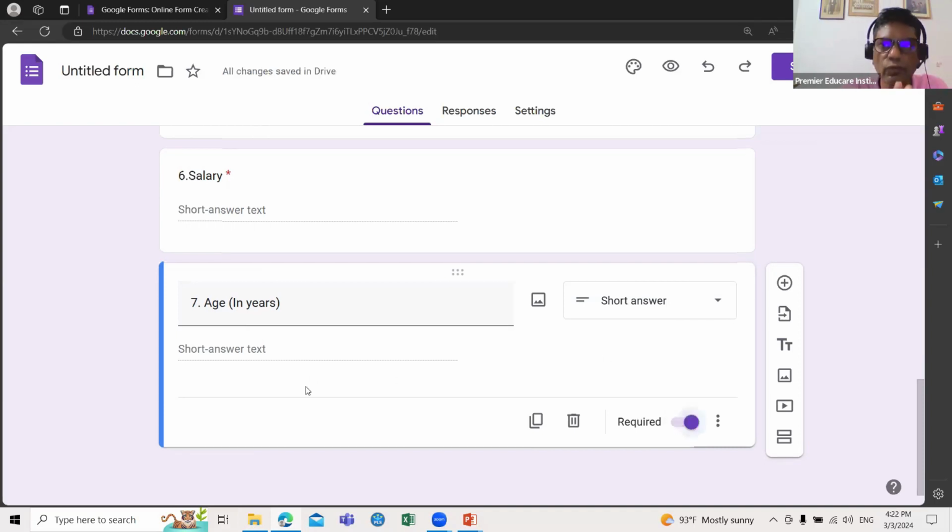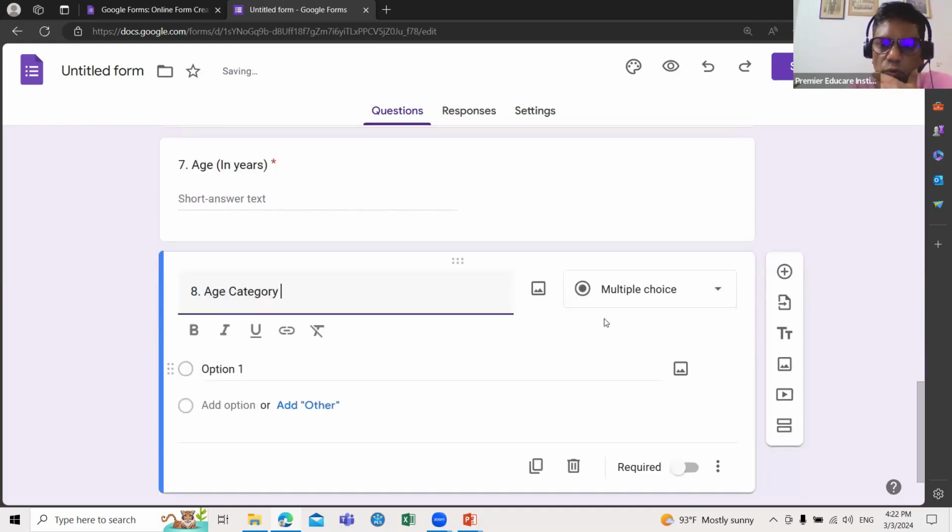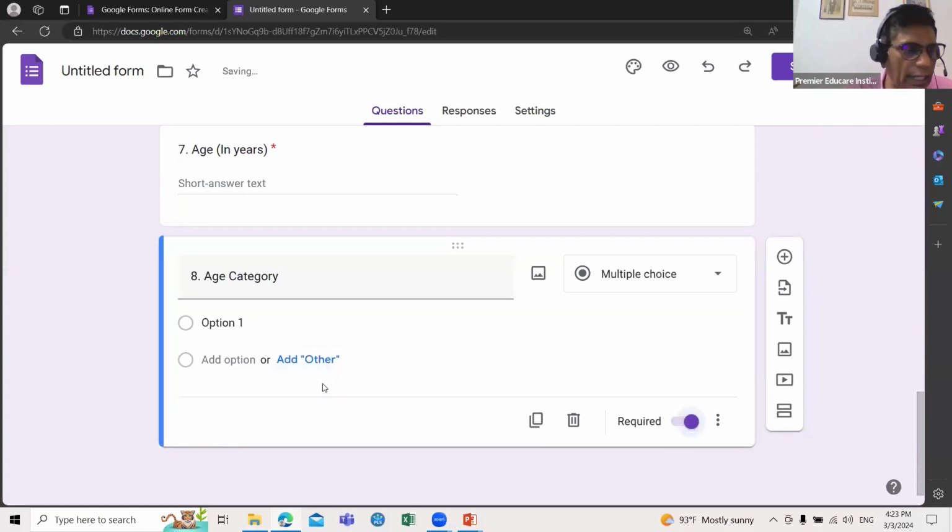Now the 7 questions are already done. Now let's go to question number 8. Right, let's go to question number 8. Write it clearly. 8. What is the age category? Right, age category, like this. Okay, right. Now this is also multiple choice. That means you have only one category. A category means you can write down less than 20, 20 to 30, 30 to 40, 40 to 50, above 50, right? You cannot be in two categories. So therefore it's a multiple choice. And again the required. So now question number 8 is also finished.